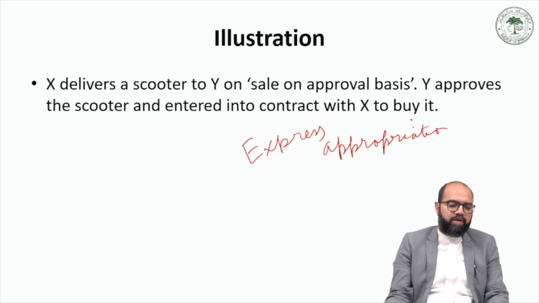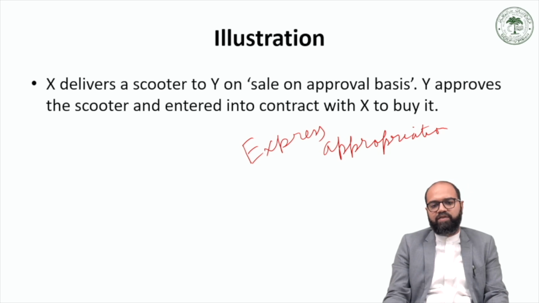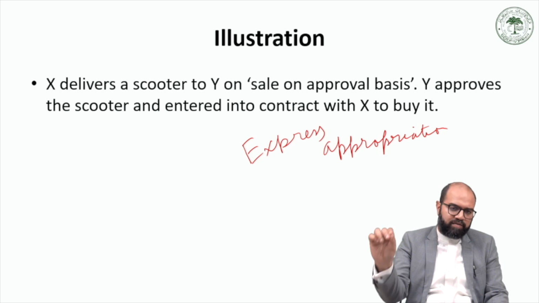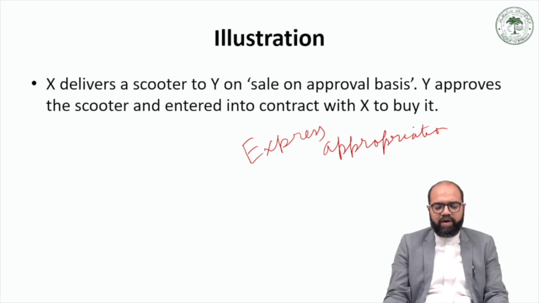So express appropriation is that appropriation when it is given in the contract itself and the party is specified who is going to make the goods as specific goods.